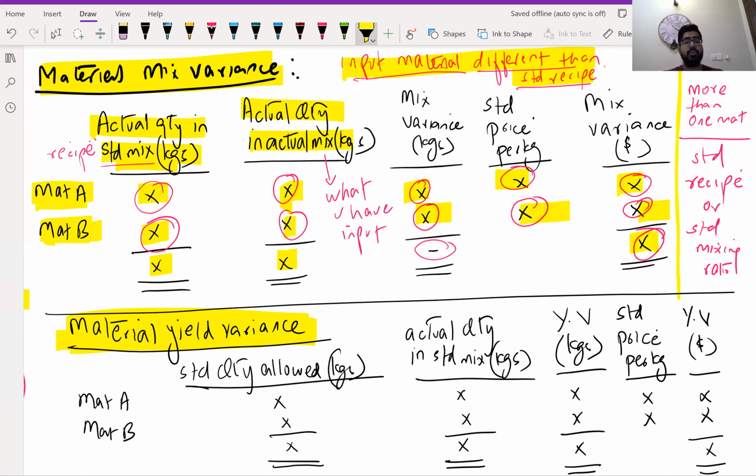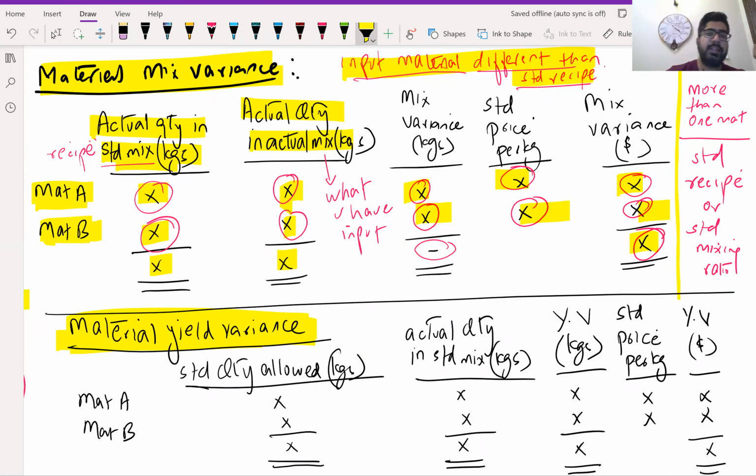That means the most important columns are the first two. Actual quantity in standard mix means recipe. What did the recipe state? Compare with actual quantity in actual mix, what you input. Compare to get mix variance in kgs. Multiply by standard price per kg, you get mix variance in dollars.